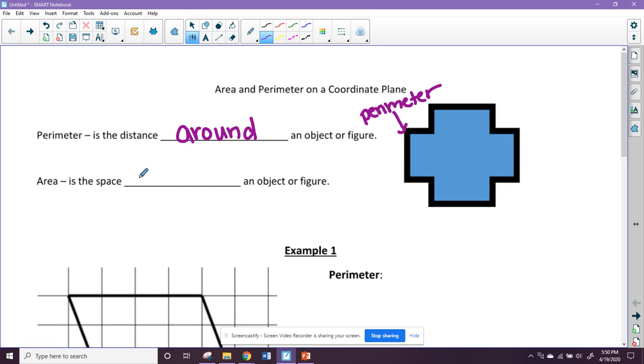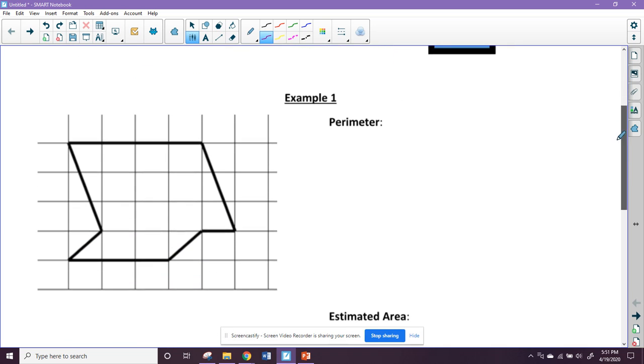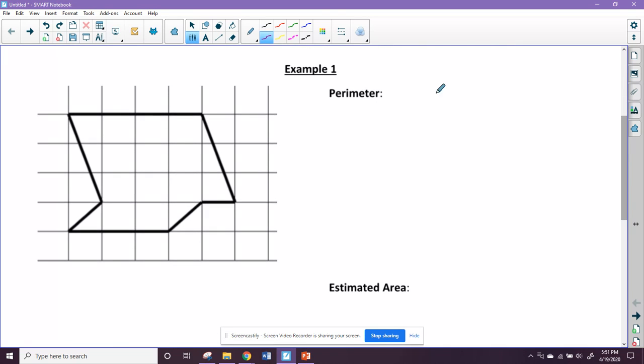The area is the space inside. So with this figure here, the area is going to be everything on the inside. The blue area here, the blue contents. So let's look at an example. We have this figure here, this shape.